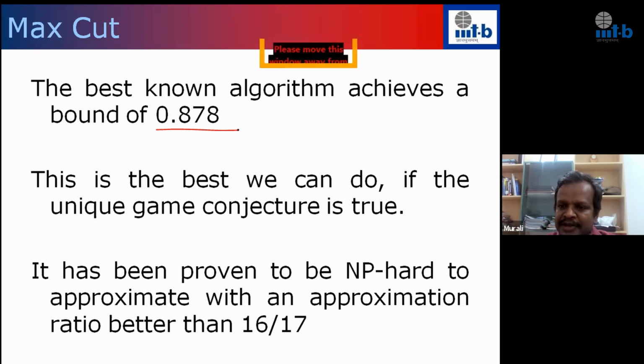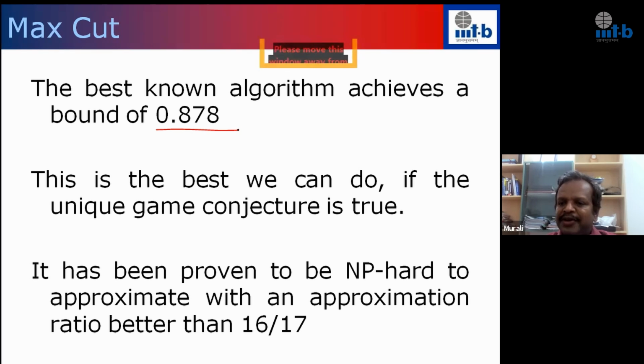In vertex cover also, I talked about the unique games conjecture. If that is true, then for the vertex cover, 2 is the best that you can do. Okay. If you assume the unique games conjecture again, then the best that we can do is 0.878 for the max cut problem. But if you don't assume the unique games conjecture, then it has been proved that you can't do better than 16 by 17 unless P is equal to NP.